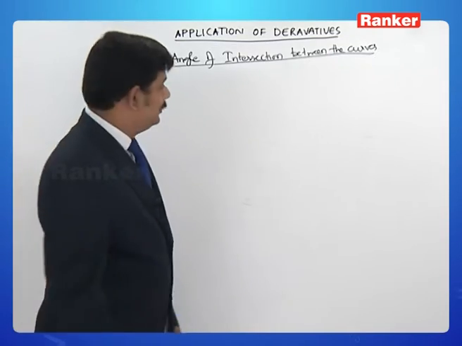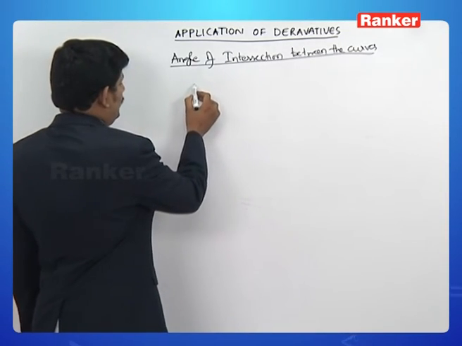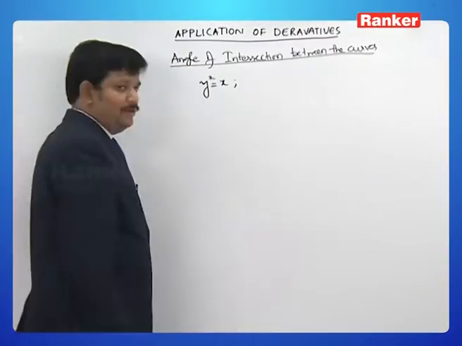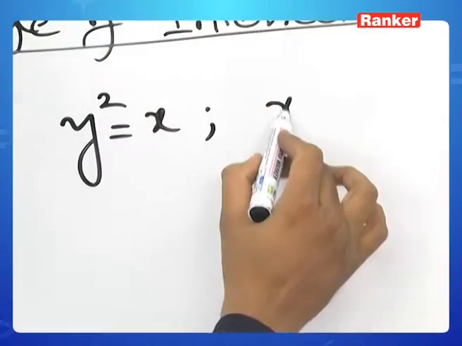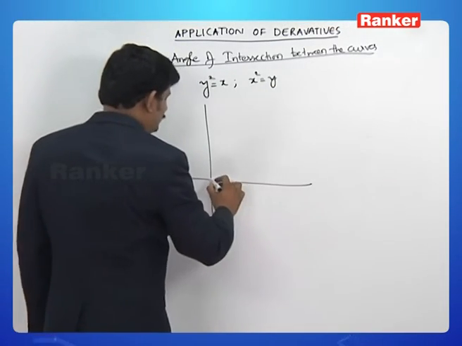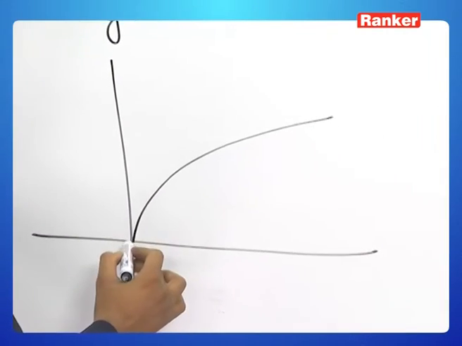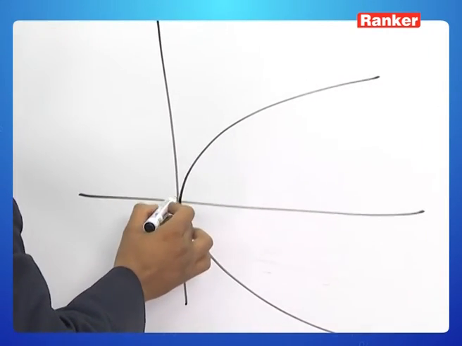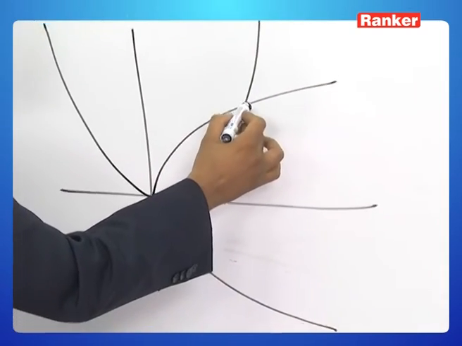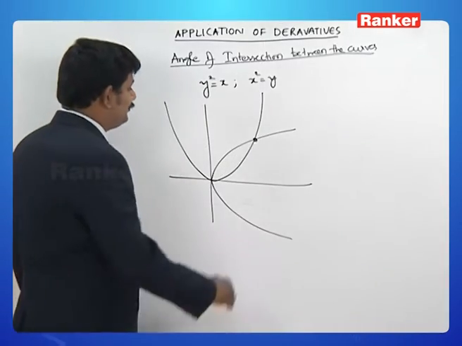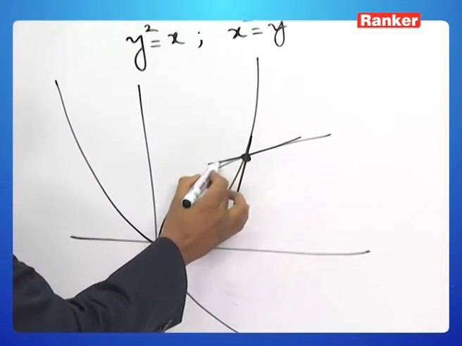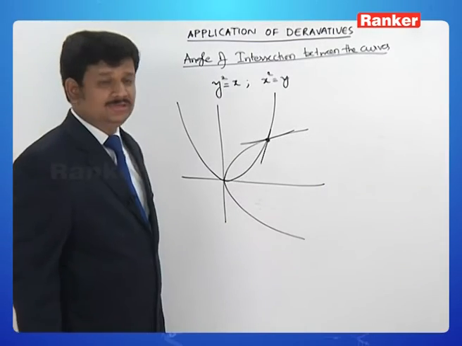Let us look at another example. Let us say we want to find the angle of intersection of the curves y square is equal to x and x square is equal to y. y square is equal to x, this is how the curve would be, and x square is equal to y, this is how the curve is. They intersect at a point and we are asked to find the angle between the curves, which is nothing but the angle between the tangents at the point of intersection.